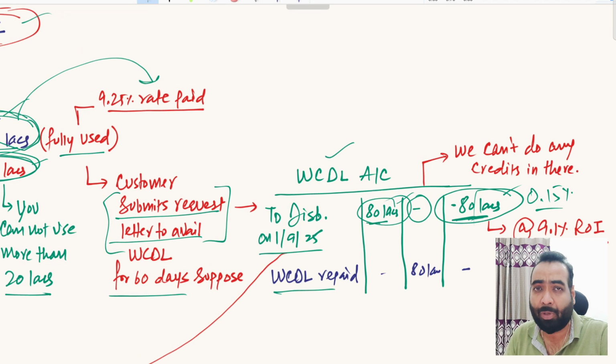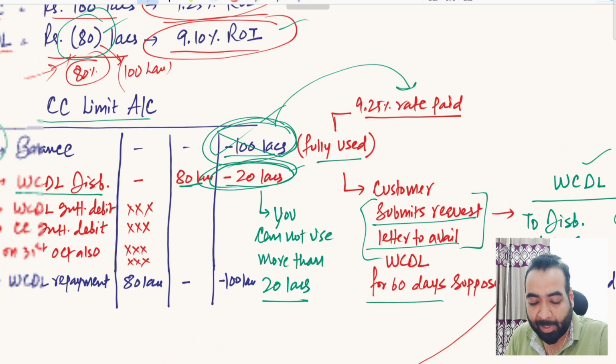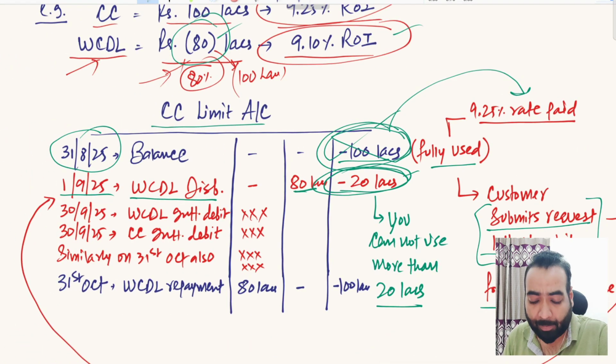You cannot ask your customers to pay your sale. Suppose you have sold goods to Mr. A, you cannot ask Mr. A to pay you money in the WCDL account. The money will always be received in your cash credit or overdraft account.